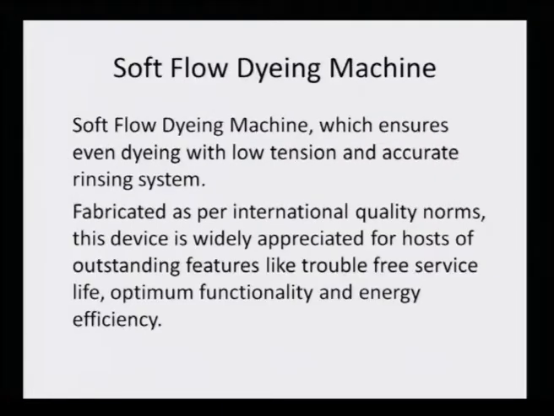So, looking at these various machines, we also have some machines which are of other specification, like the soft flow dyeing machine, which ensures even dyeing with low tension and accurate rinsing system. Fabricated as per international quality norms, this device is widely appreciated for a host of outstanding features like trouble-free service life, optimum functionality and energy efficiency. As the name suggests, the soft flow dyeing machine is meant for having very even dyeing, and it works under very low tension, because jiggers and winch work on a very high tension. The fabric is always in the pulled state, whereas in this it is not so.